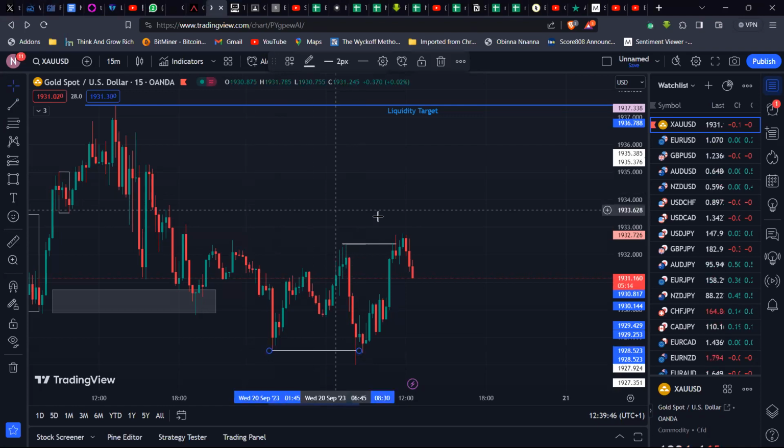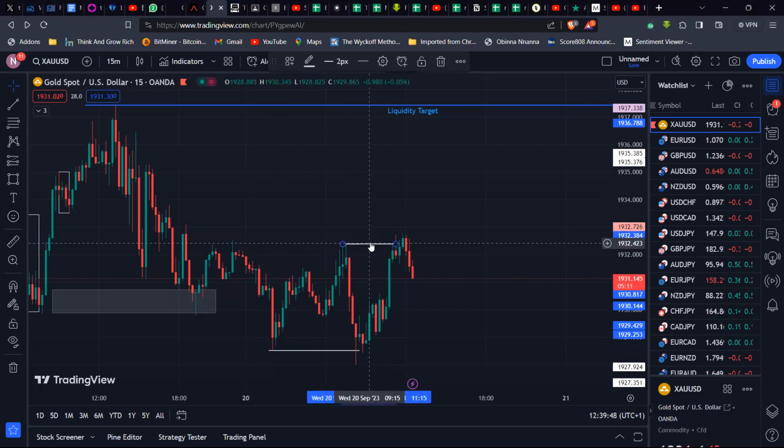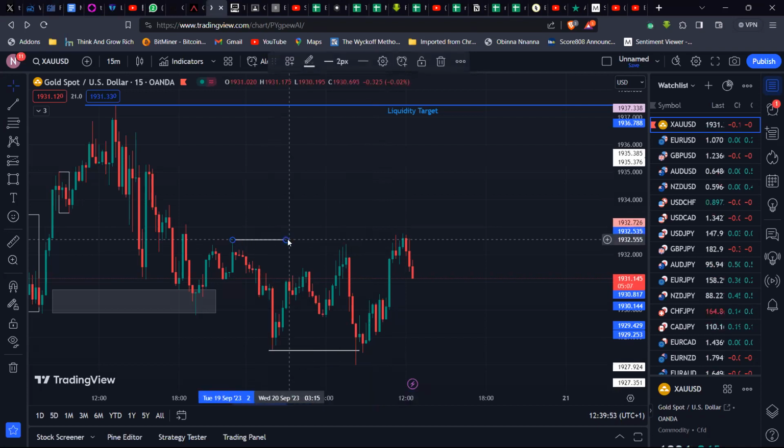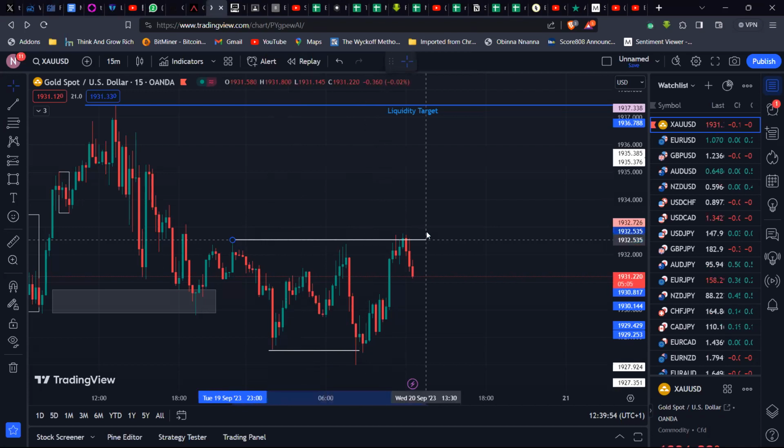Okay, so that's not a protected high actually. It's this one. Has it broken above? I think it has.